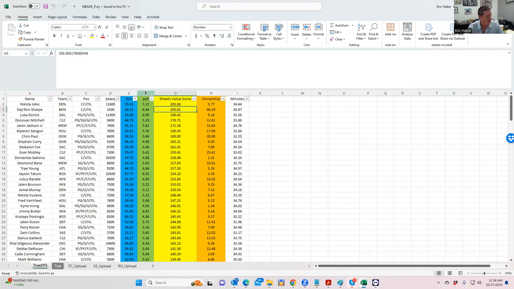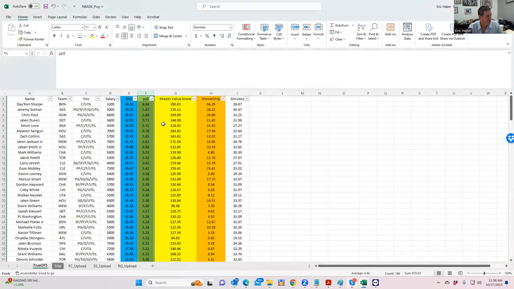So, here's the secret about these two columns. Points per dollar, especially in the NBA, tends to favor the cheapos, okay? It tends to overweight the cheapos. It's much easier for a 3K guy to make 5X than it is for an 8K guy to make 5X. So the points per dollar rating is going to naturally favor the cheap players.